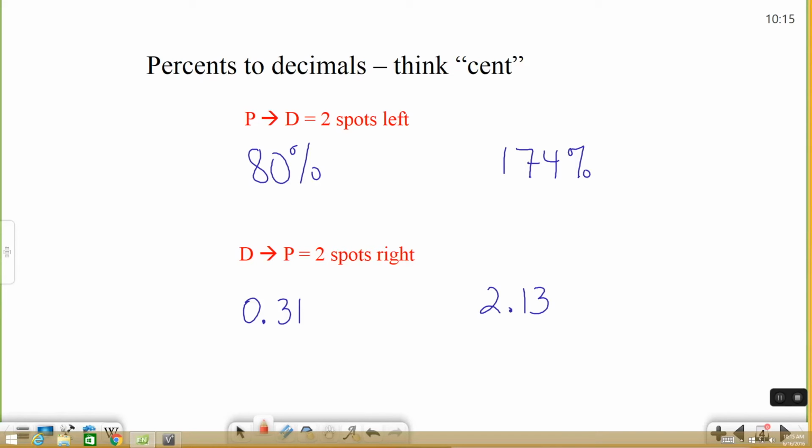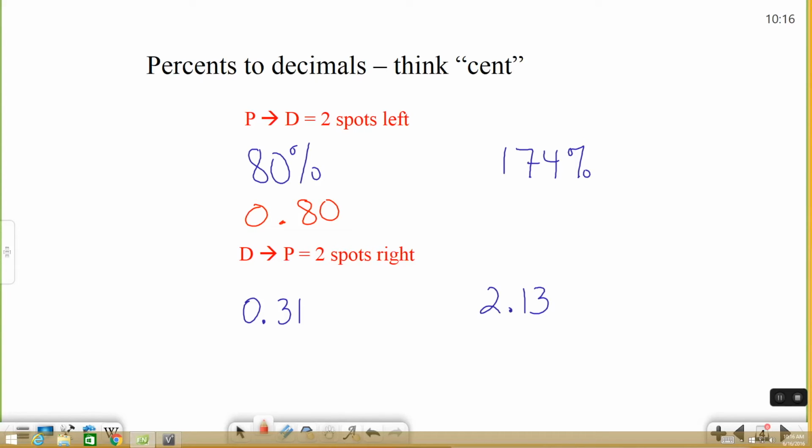Percents to decimals and vice versa. When I think of percents, I pretty much automatically think of cents and I think of money. It's a nice little easy way for me to remember how things should be written, and I want to go through a couple examples to show you that. So if you're given 80% and you're asked to turn it to a decimal, if I hear the word 80%, I think of 80 cents. When I think of 80 cents, I think of 0.80, which is the decimal form of 80%.